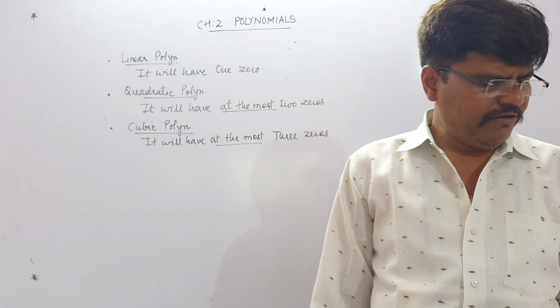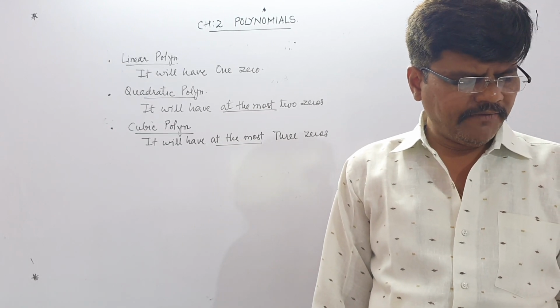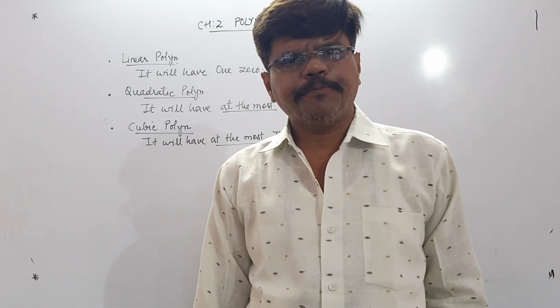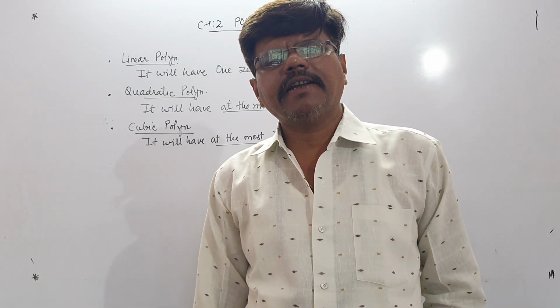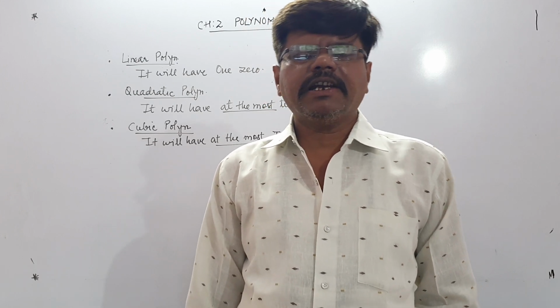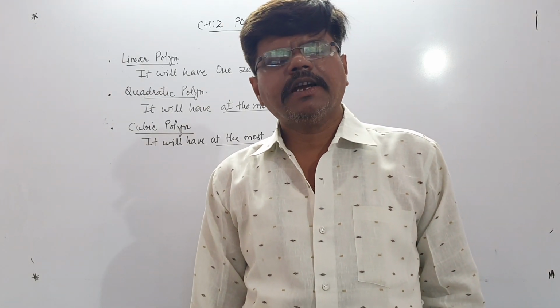Question number 3. Give an example each of a binomial of degree 35 and a monomial of degree 100. Very simple sum. You can take any value. X raised to 35 minus 20 becomes a binomial. 5x raised to 100 becomes a monomial.